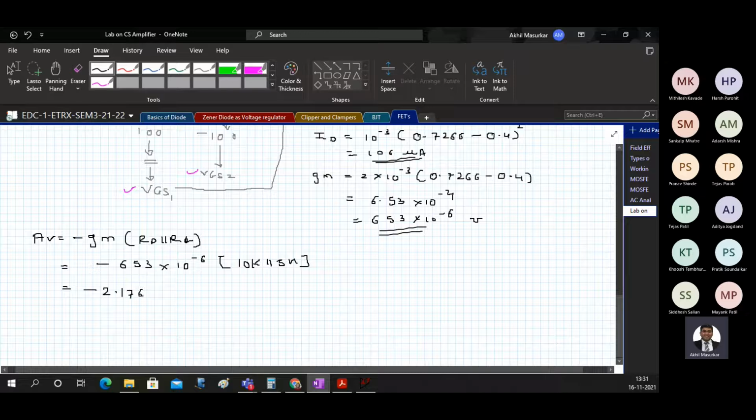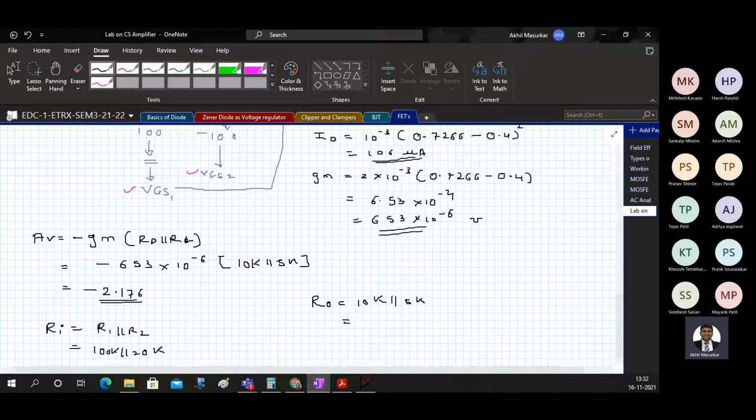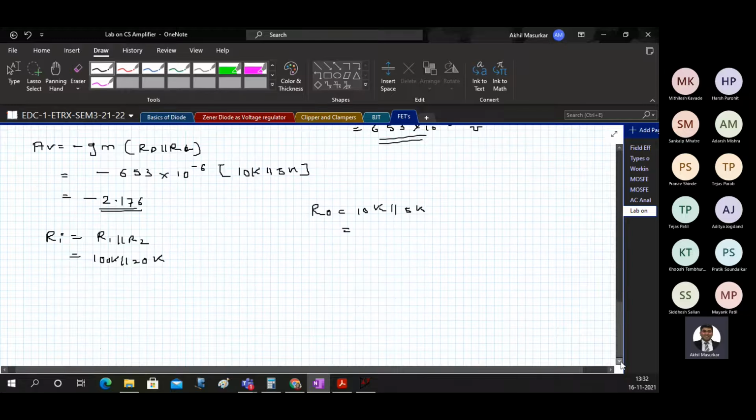Okay. And obviously Ri will be simply R1 parallel to R2, which is 100K parallel to 20K. So whatever that value is. And Ro is going to be 10K parallel to 5K. So whatever that value is. Just tell me what these values are.